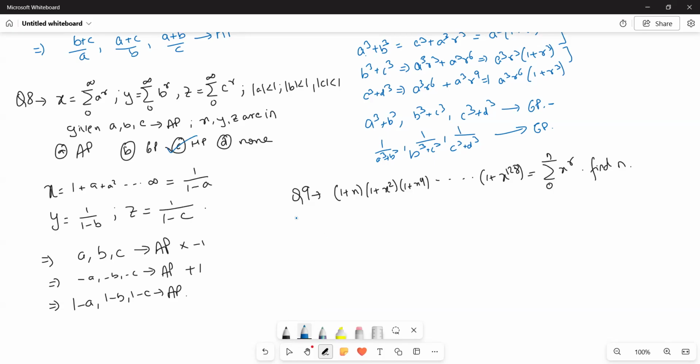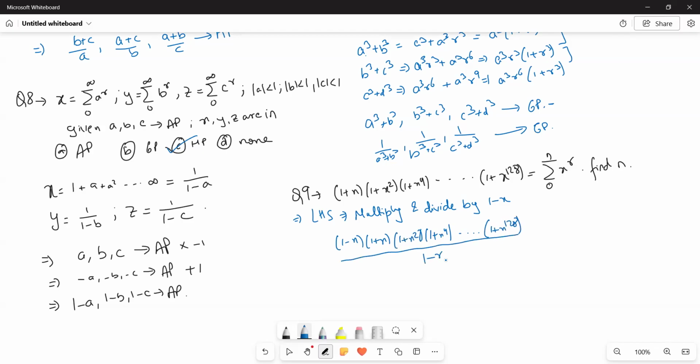How do we simplify the left hand side? To simplify the left hand side, we multiply and divide by 1 minus x. So this would be 1 minus x into 1 plus x into 1 plus x square into 1 plus x power 4, going up till 1 plus x power 128, whole divided by 1 minus x.